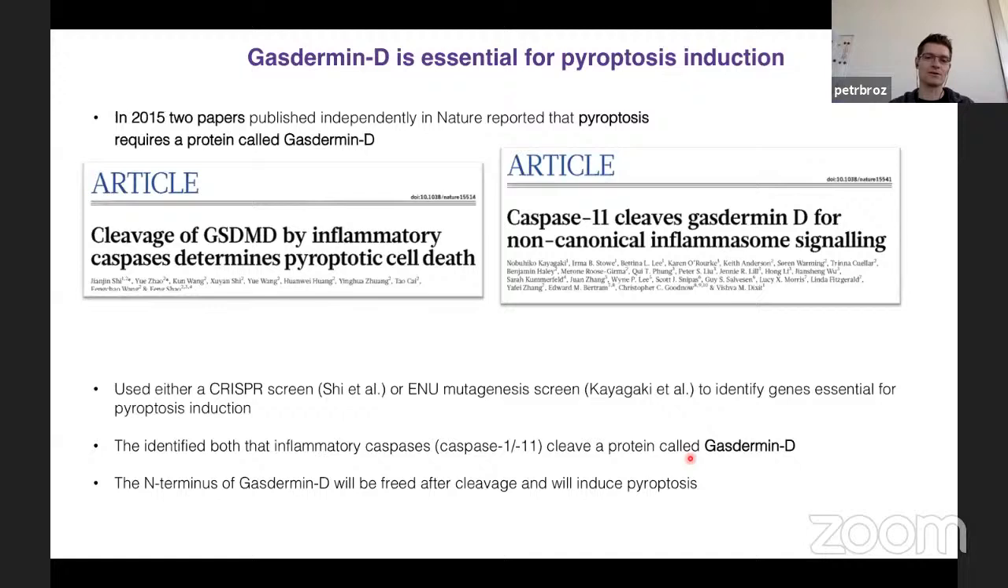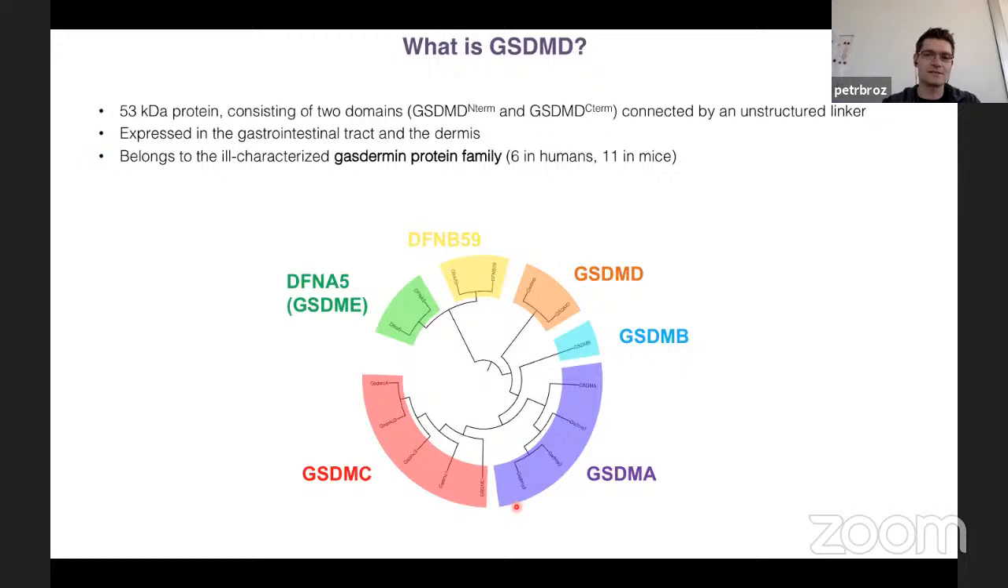They also showed that the caspases cleave the protein, and that the N-terminus of gasdermin D is freed after cleavage and induces pyroptosis. So maybe a step back: what is gasdermin D? Gasdermin D is a 53 kilodalton protein that has two domains, which we usually refer to as the gasdermin N-term and the C-term. These are connected by an unstructured linker. And the name gasdermin derives from the expression of one of the family members, gasdermin A, in the gastrointestinal tract and the dermis.